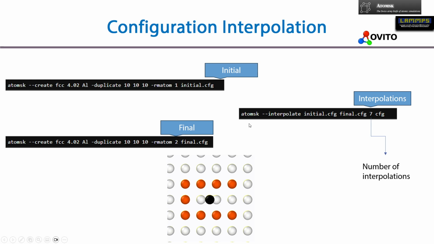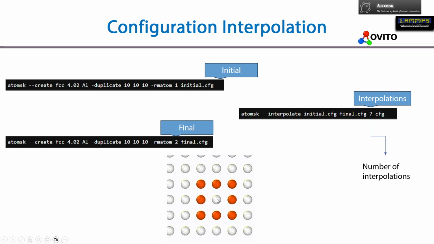In the next step, I will generate a number of interpolation configurations. As you can see, this --interpolate option means it will generate configurations in between the initial and final configurations. The number 7 here is the number of configurations in between the initial and final configuration. So now you have a total of 9 configurations: the initial, the 7 interpolations, and the final configuration. Here is a visual of how this will help you.